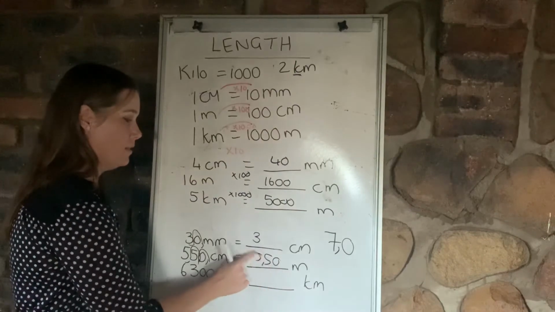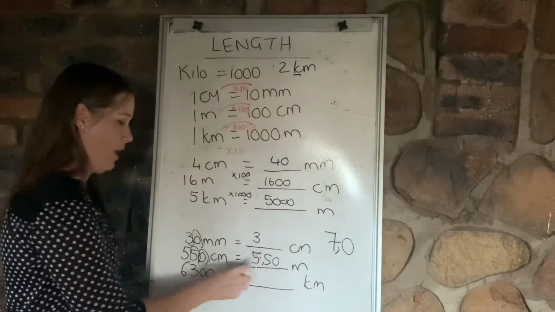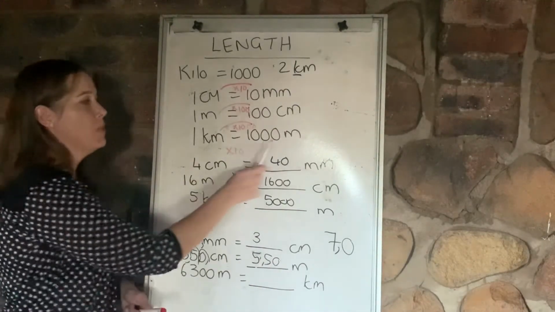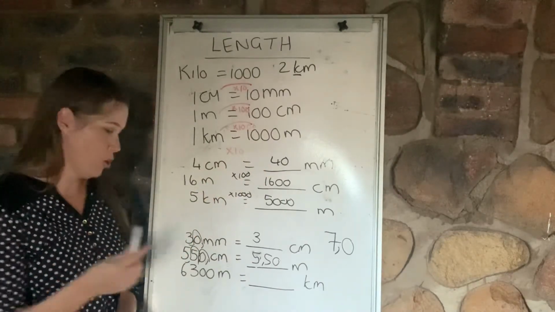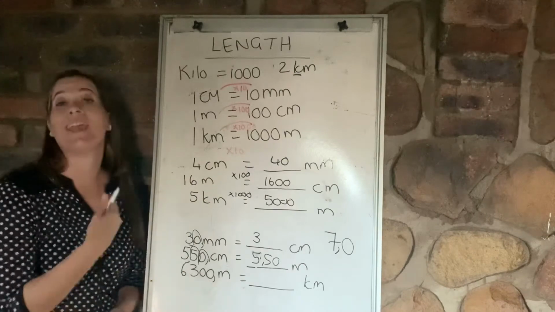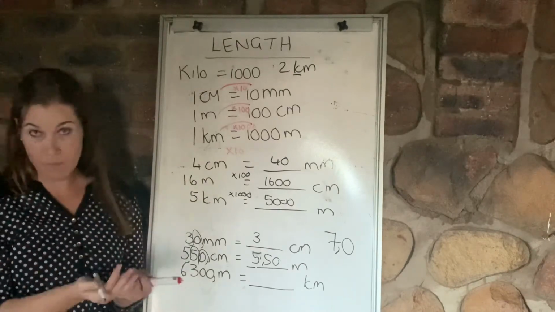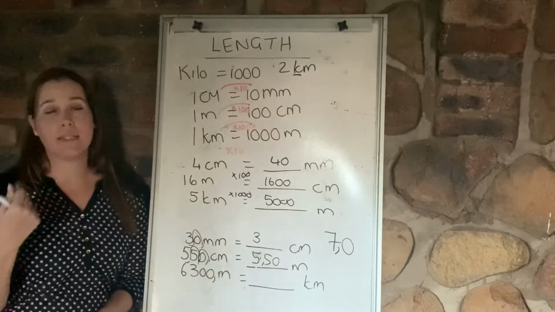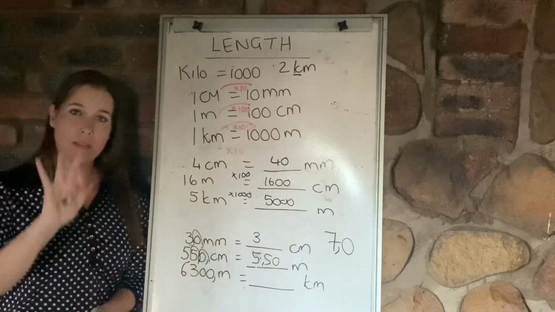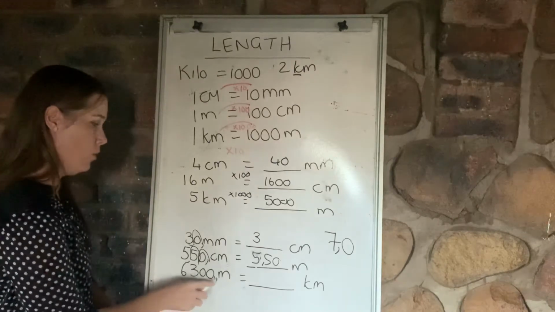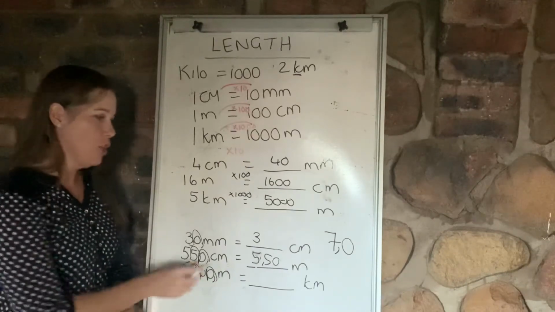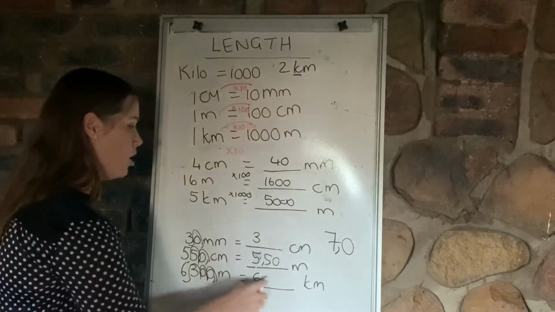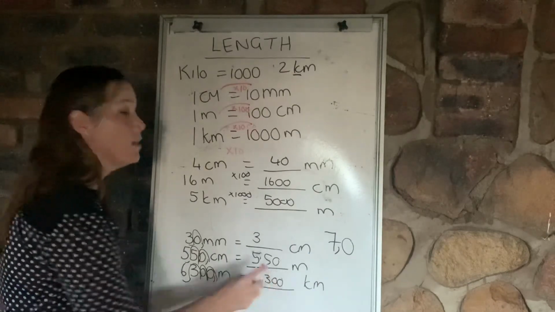50 meters. That's 5,50. If we go from meters to kilometers, we have to divide by 1,000, which means my comma, which is at the end of the whole number, has to move 3 spaces left because 1,000 has 3 zeros. So we go 1, 2, 3, and my comma needs to be there. So this will become 6,3 kilometers.